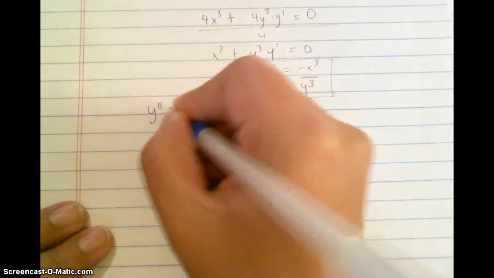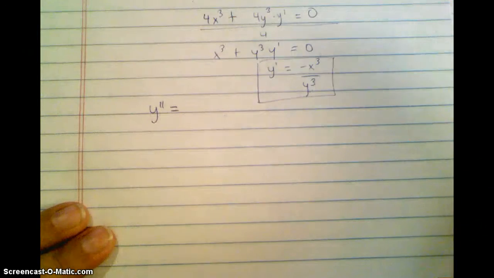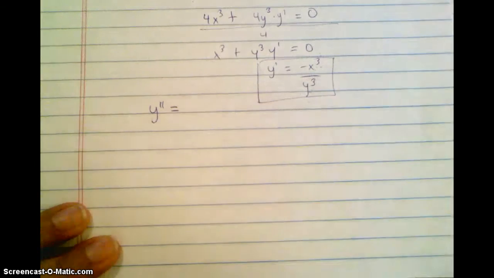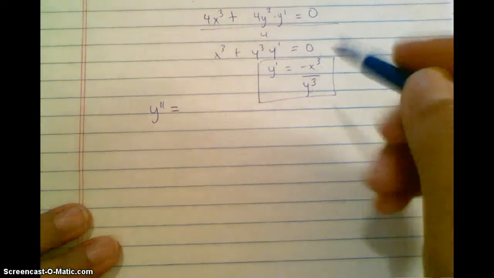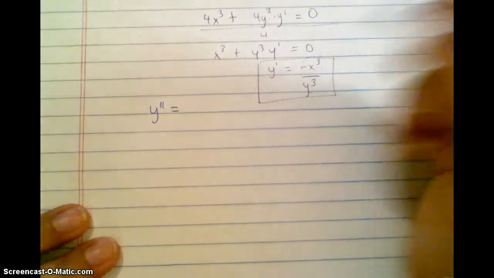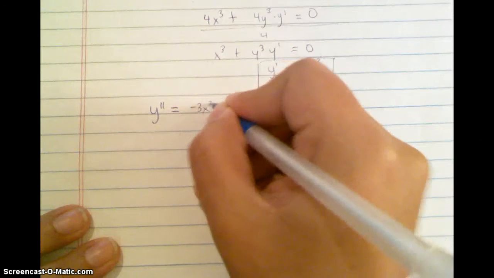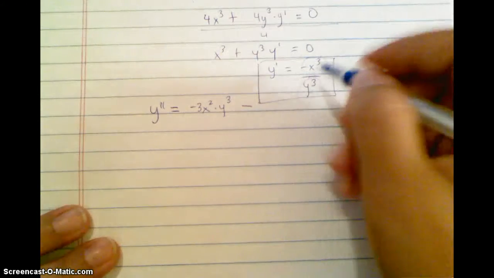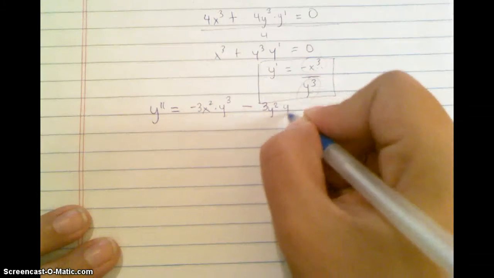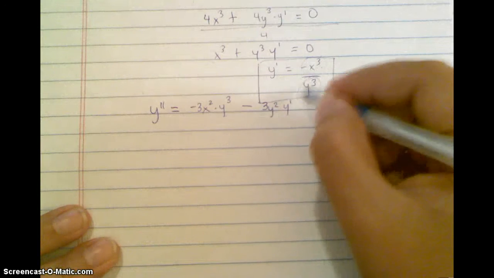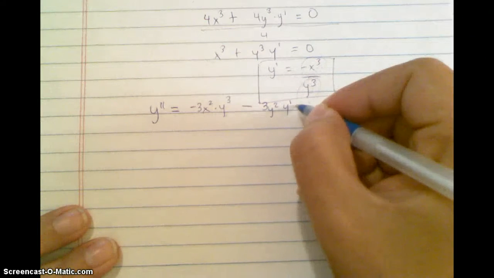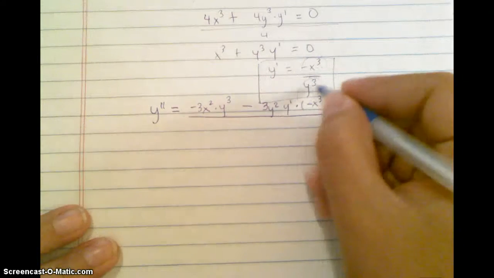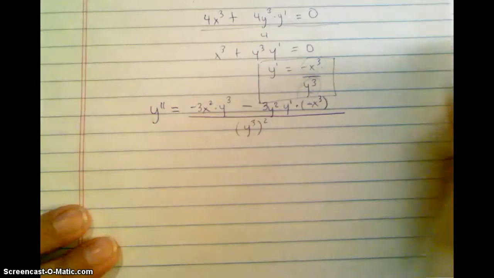So y double prime is, I have a quotient here, so I'm going to apply the quotient rule. Not only do I have the quotient rule, but also this is a function of y, so I'm going to do the chain rule as well. So let's get ready. Derivative of the top, which is negative 3x squared, times the bottom, minus derivative of the bottom, which is 3y squared y prime. Remember chain rule, I'm taking the derivative of the inside, times the top, everything divided by the bottom squared. And that's the quotient rule.